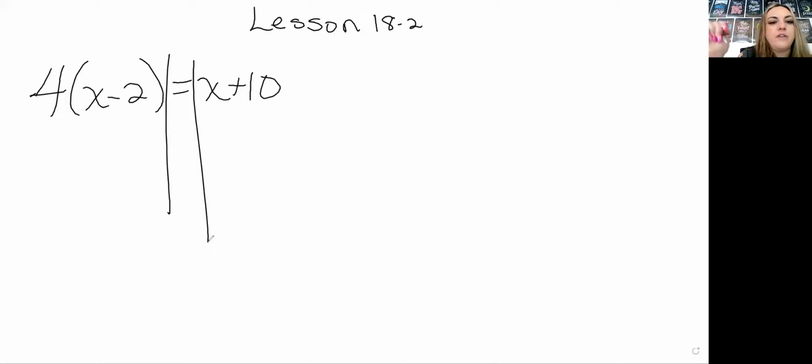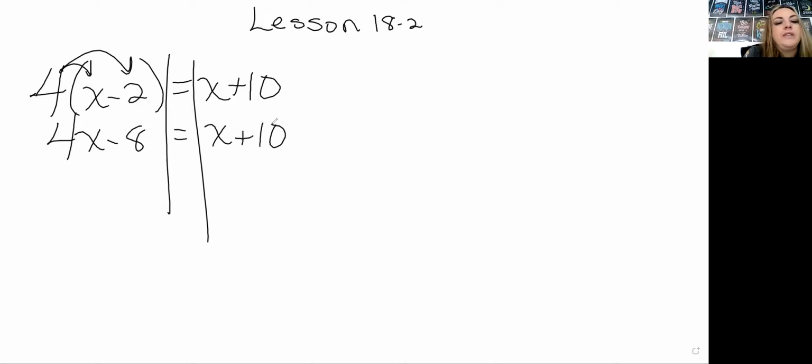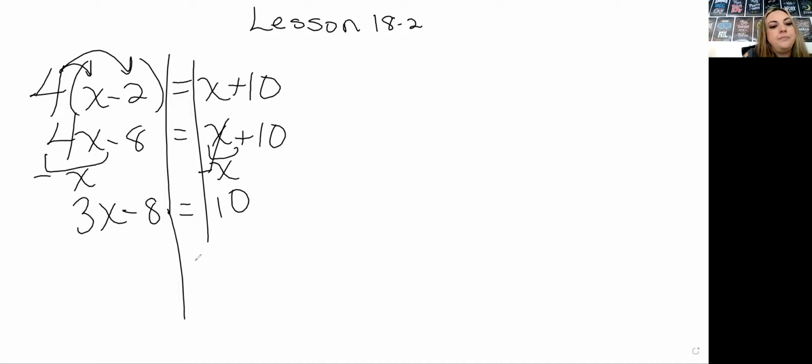So first thing we're going to do, since we have no like terms already on either side, we're going to distribute and rewrite it. So we get 4x minus 8 equals x plus 10. Then we look at our terms with the variable and look at the coefficient that is smaller. In this case, this x here just has a coefficient of 1, and this other one has 4. So we're going to subtract x on both sides. We get 3x minus 8 equals 10.